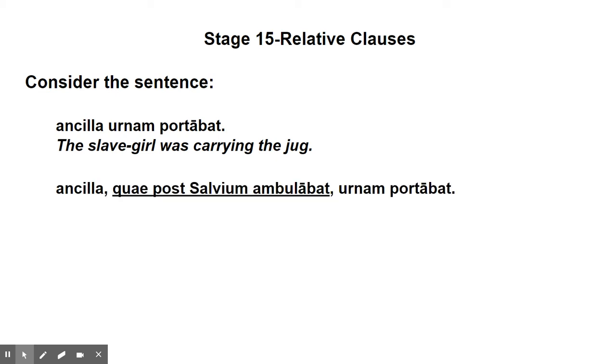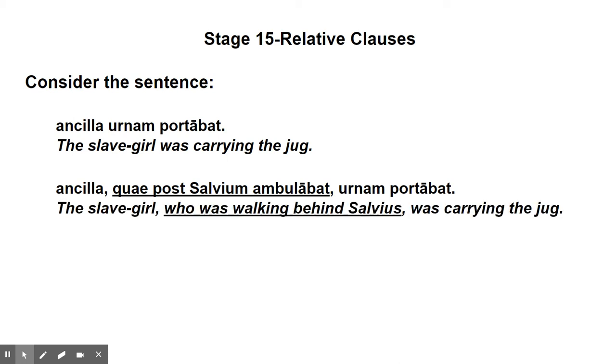Now, check out this one. Ancilla quae post salvium ambulabat urnam portabat. Obviously, the underlined portion has been added to the sentence. The slave girl who was walking behind Salvius was carrying the jug.